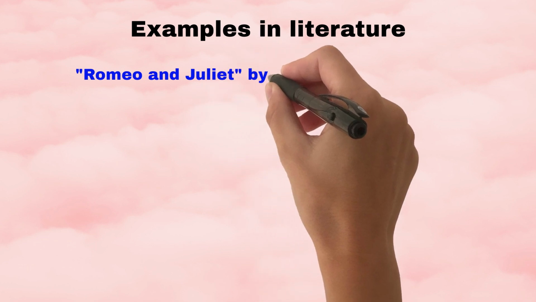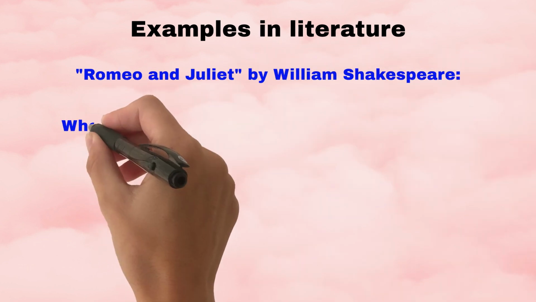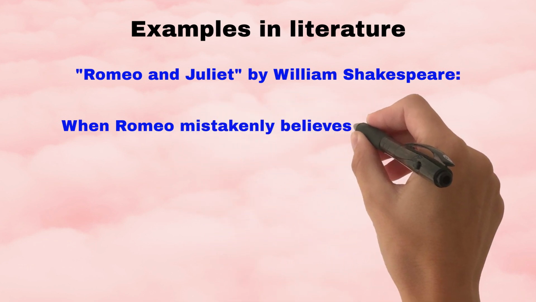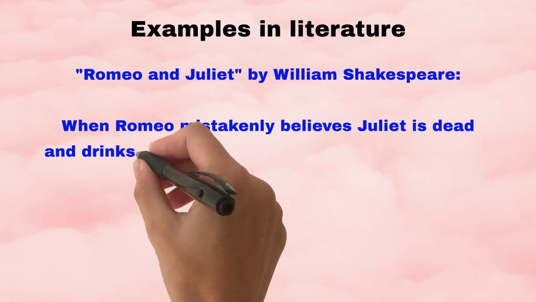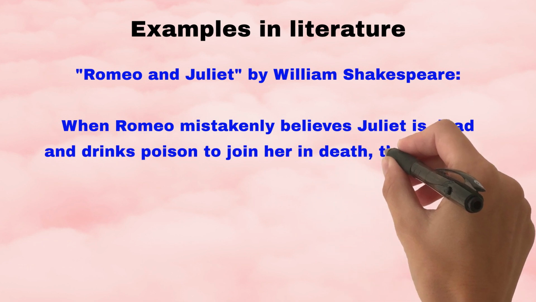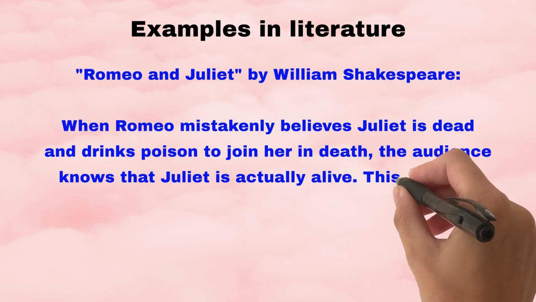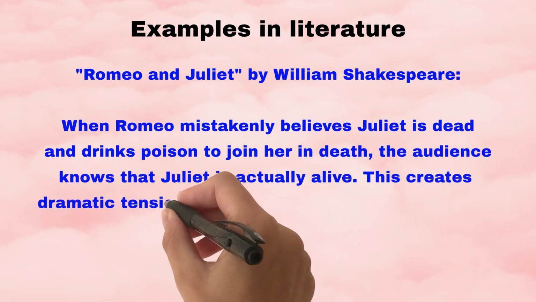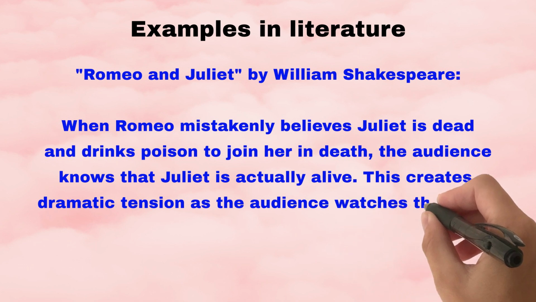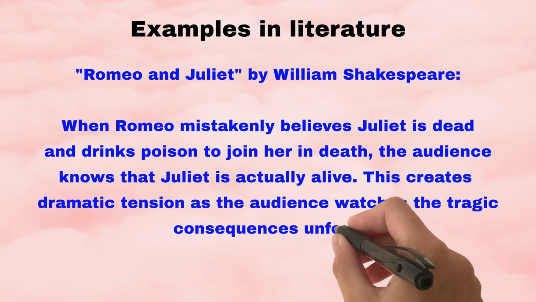Romeo and Juliet, by William Shakespeare. When Romeo mistakenly believes Juliet is dead and drinks poison to join her in death, the audience knows that Juliet is actually alive. This creates dramatic tension as the audience watches the tragic consequences unfold.